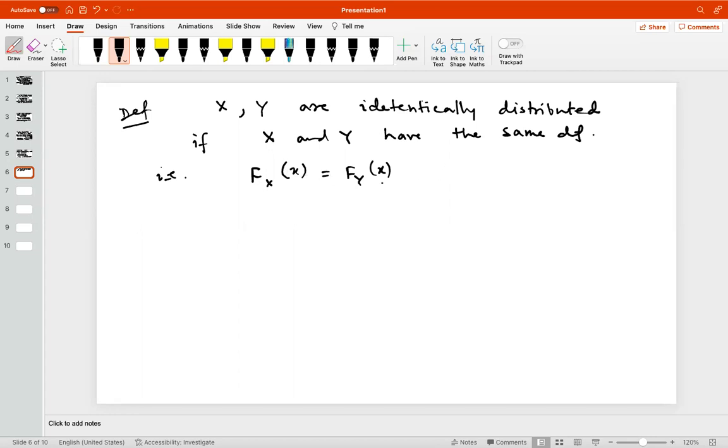The function is different, but the function is one function fx and another function fy, and for all x it is same. So for all x, that means the function is equal. That is, these functions are equal. As a function they are equal. That's why identical.